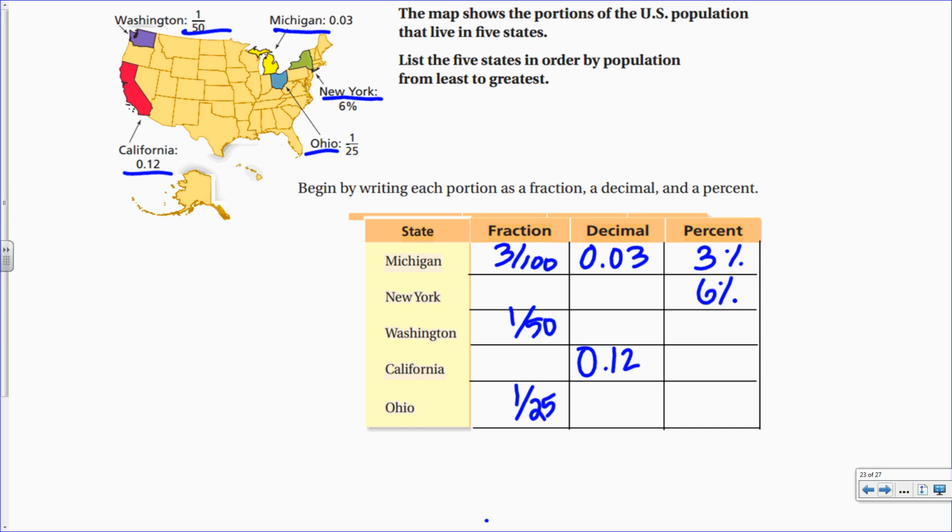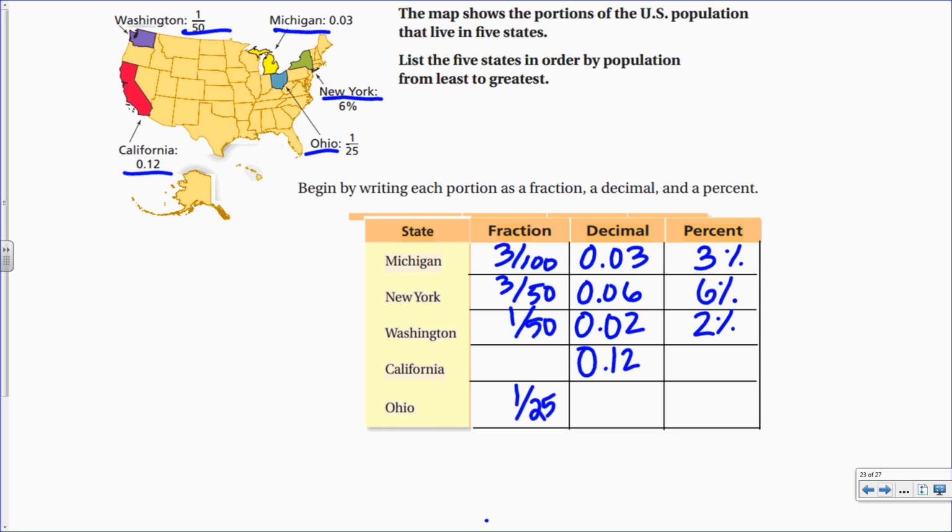Go ahead and pause your computer, fill this out, and then turn it on to check it. Okay, 6%, I can go backwards. It's 0.06 when you move your decimal. And 6% is 6 over 100, which reduces to 3 out of 50. Okay, now Washington is 1 out of 50. You can go ahead and divide that, 1 divided by 50, or you could multiply both by 2 to get 2 over 100, so you know it's 2%. Move the decimal over twice, it's 0.02.